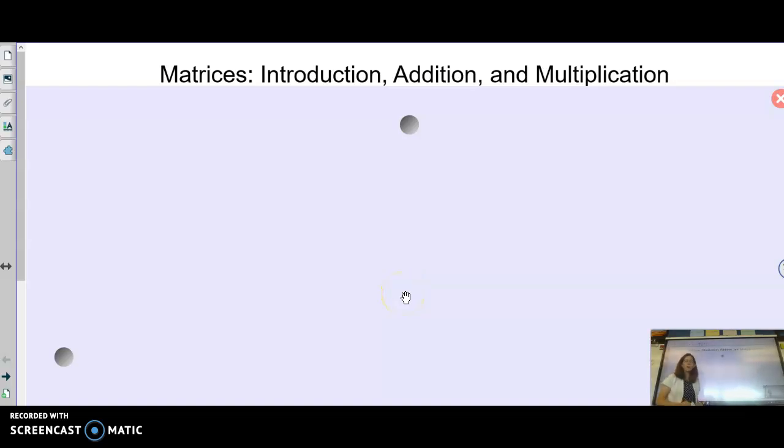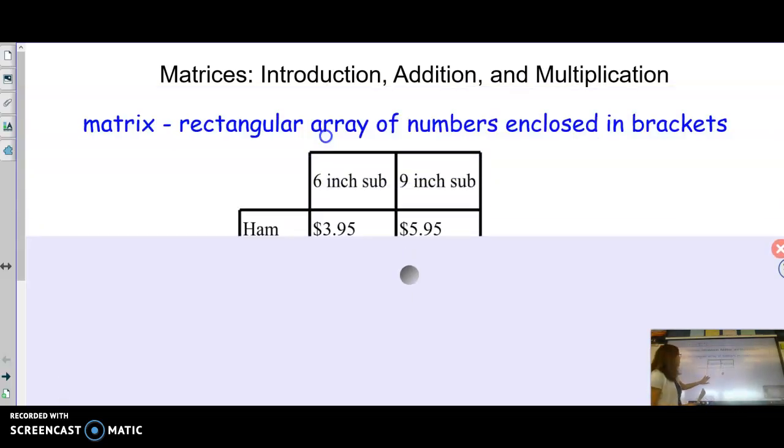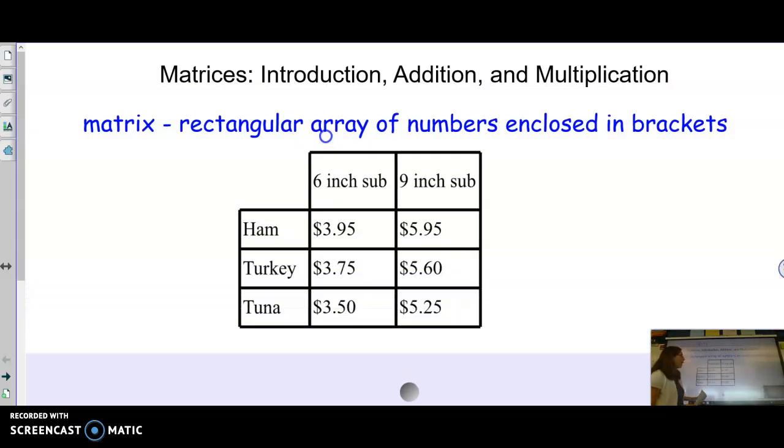Okay, this is a brief introduction to our matrices unit. So today we're going to learn what a matrix is, how to add it, and how to multiply. So a matrix is a rectangular array of numbers simply enclosed in a bracket. So it's basically like a table without all of the information on the side as far as labels goes.